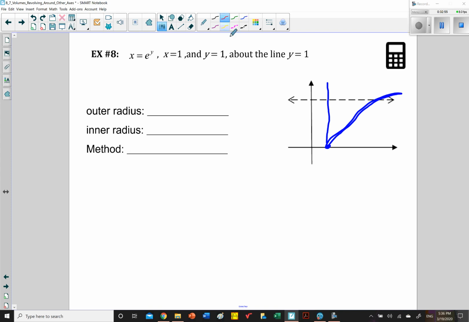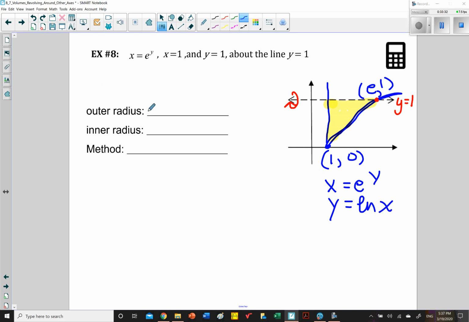Y equals 1. This is this line, y equals 1. We're going to revolve around that line. And our shape we're coloring in is right in here, that little curvy area. This point would be e to the e and then 1. And this point would be 1 and then 0. So x is e to the y. Y is natural log of x. And we're going from the top.